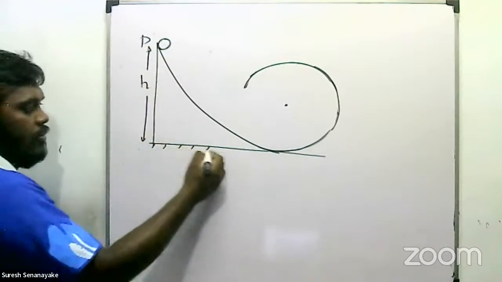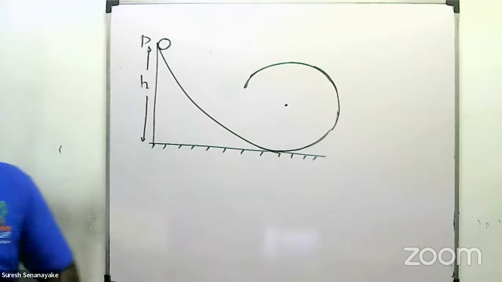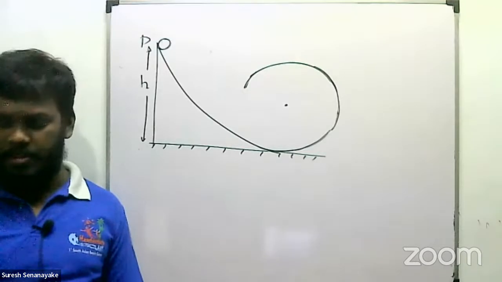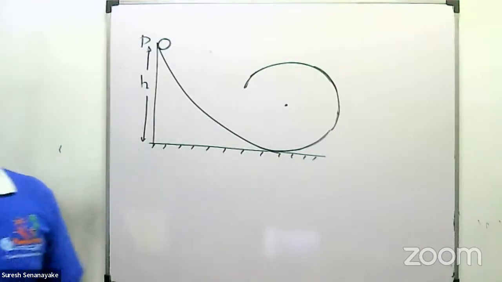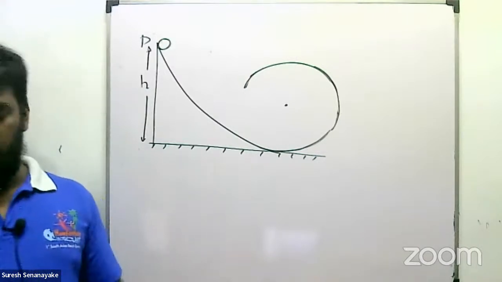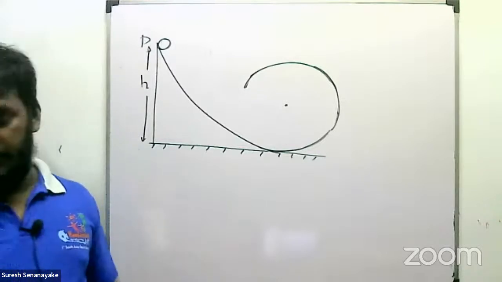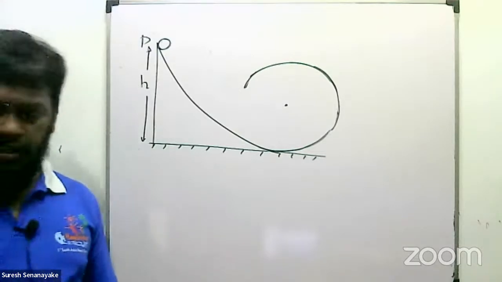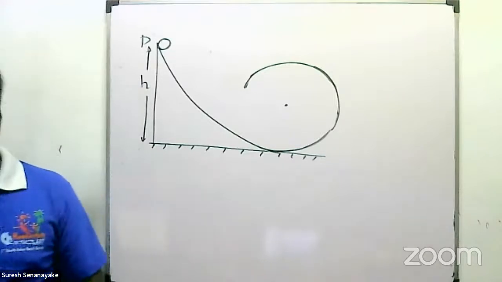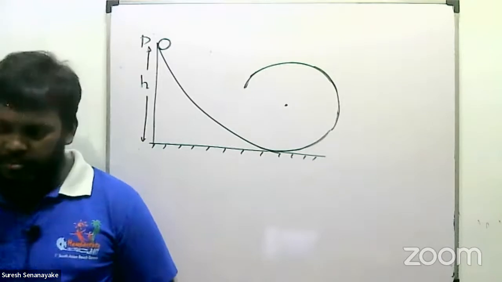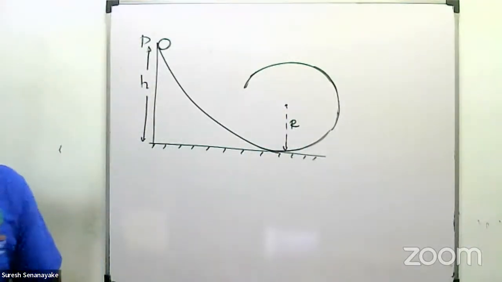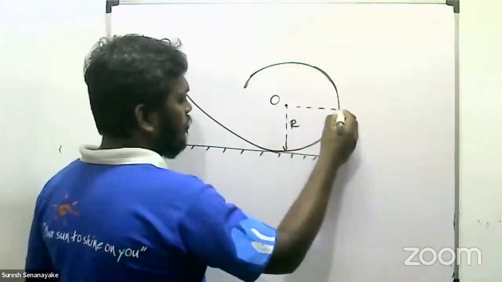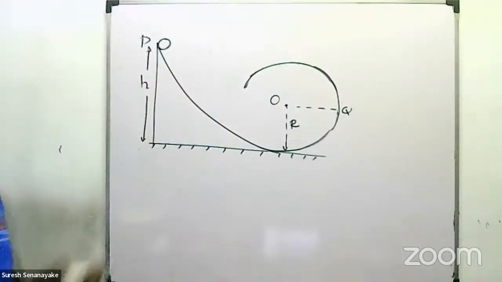Find the height h above the base from where it has to start rolling down the incline, such that the sphere just completes the vertical circular loop of radius capital R. Right? This height, to complete this vertical loop, what should it be?